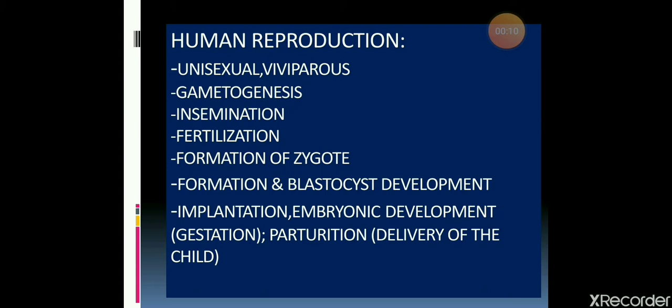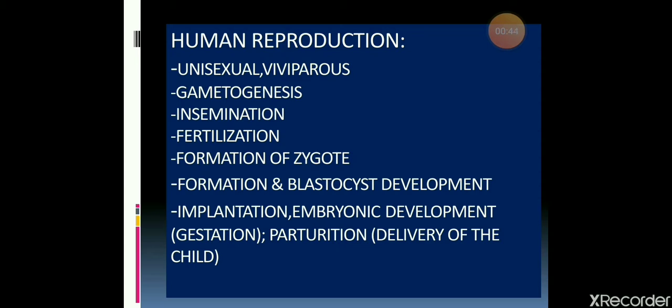So, we all know that humans are sexually reproducing and they are viviparous in condition. And the reproduction process involves the following steps. That is gametogenesis, formation of male and female gametes in the respective reproductive systems. Next is insemination, that is transfer of sperms into the female reproductive tract. And next is the process of fertilization, that is fusion of male and female gametes, which is internal fertilization.